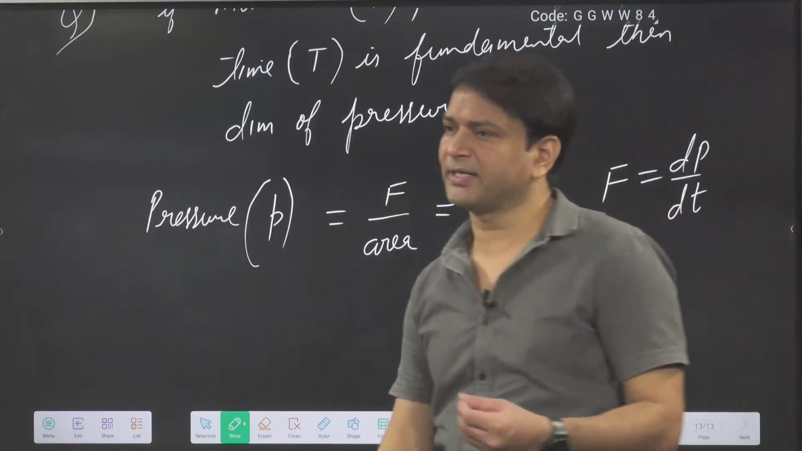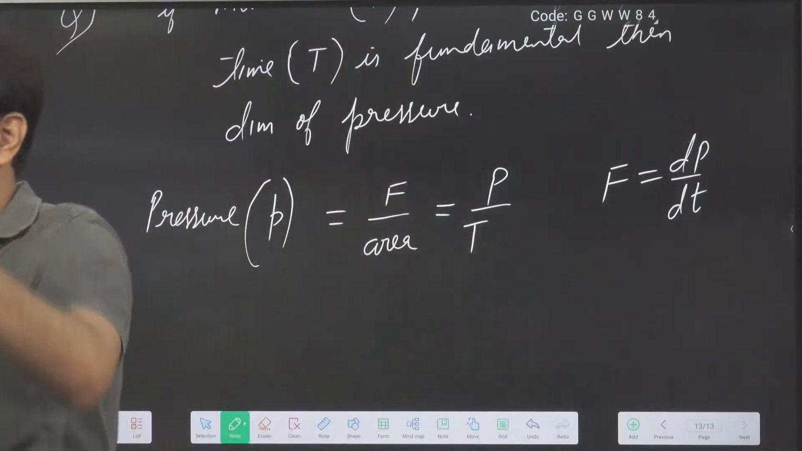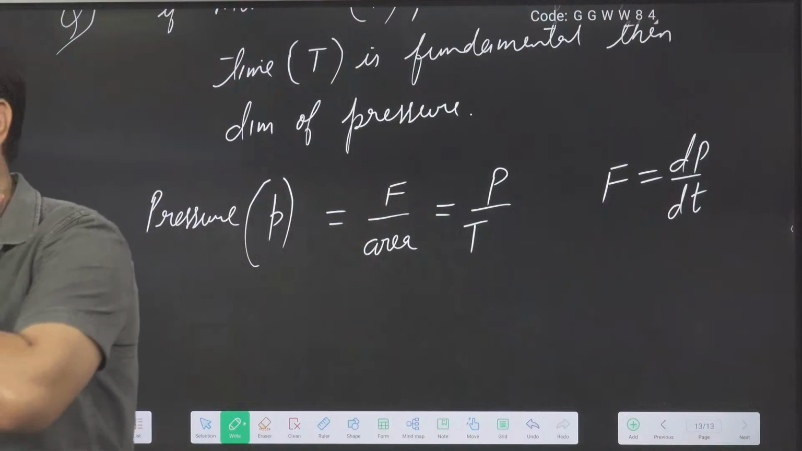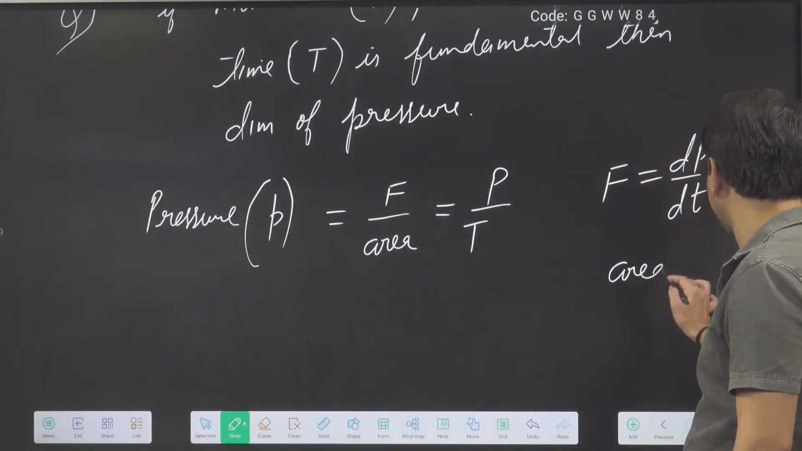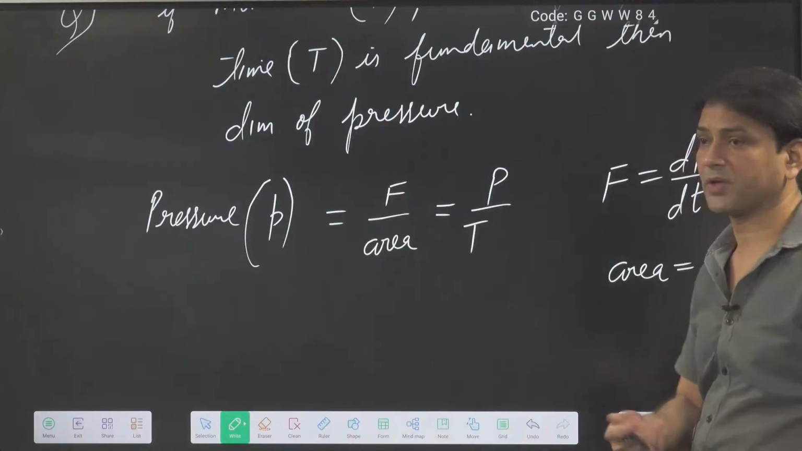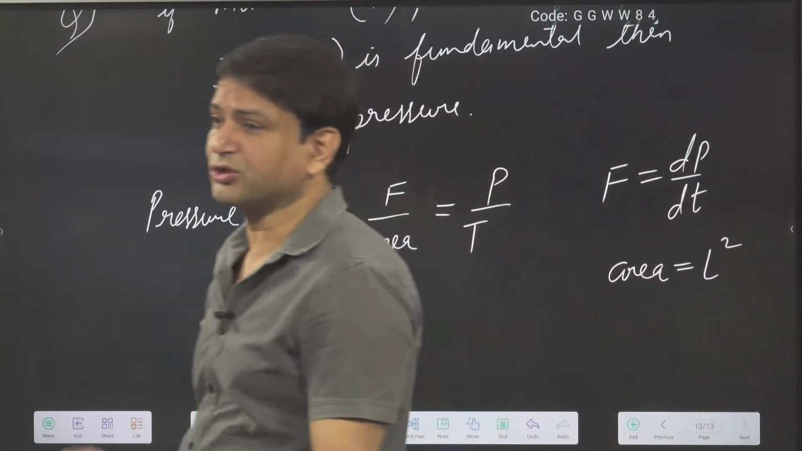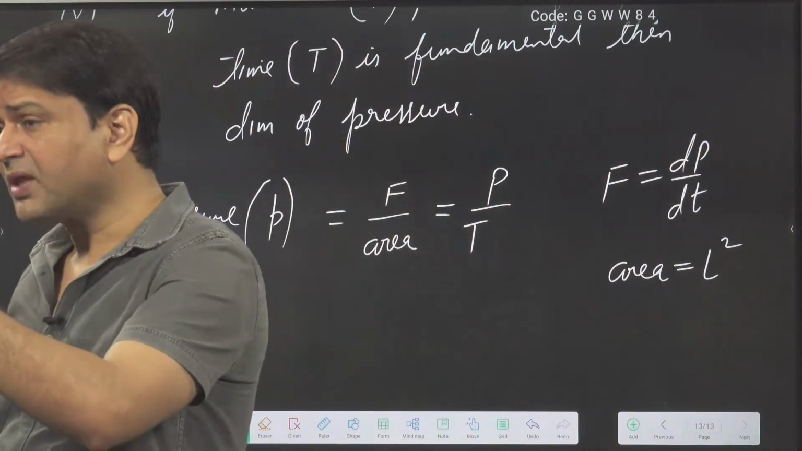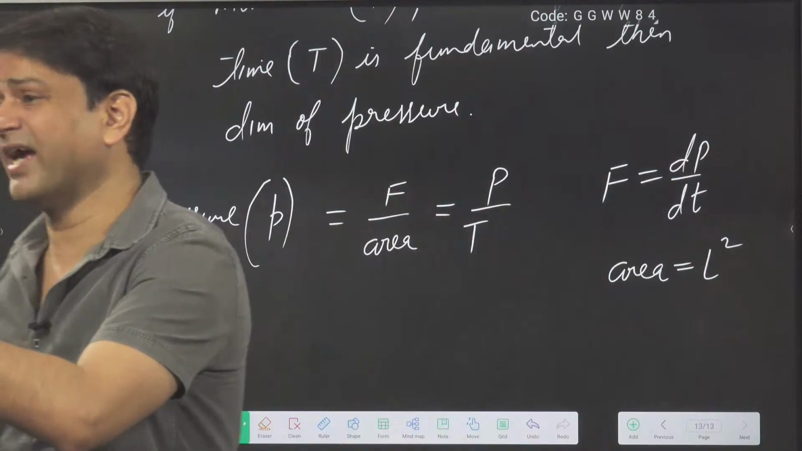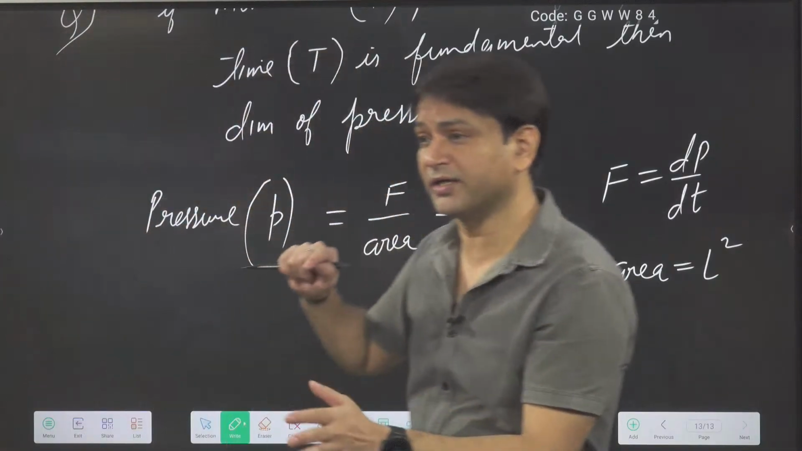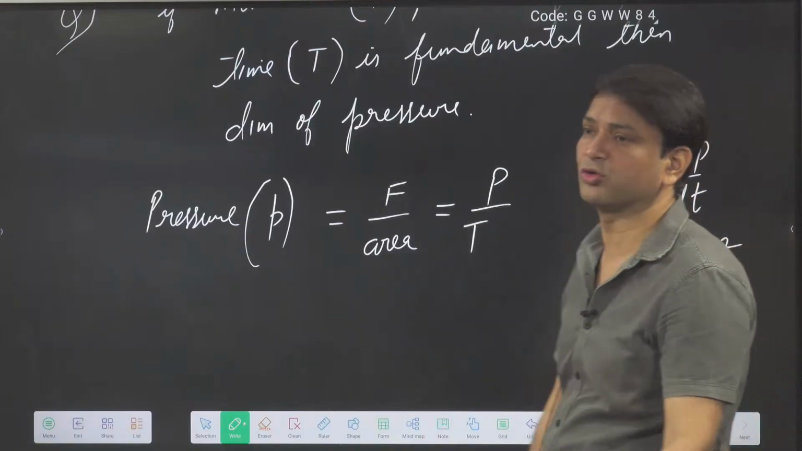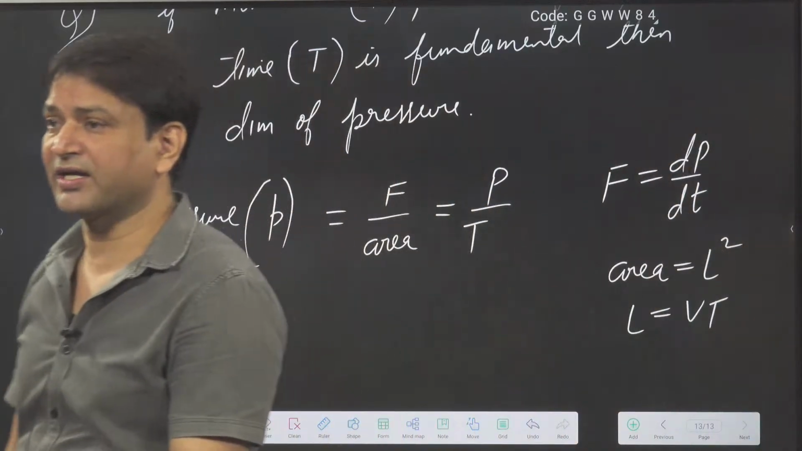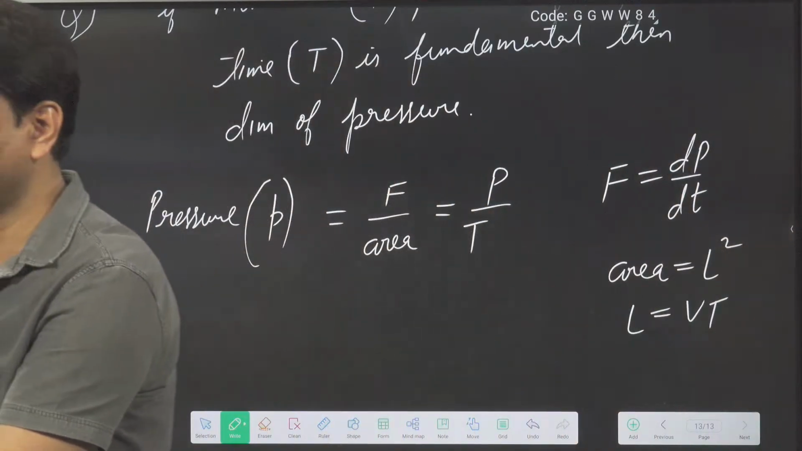Now P is fundamental, T is fundamental. Force problem over. Now only area is the problem. Area, what is the dimension? We know that area is equal to L square. I have to write L in terms of V and T. So L is equal to what? Displacement is equal to velocity into time. So L I can write as Vt, and V is fundamental, T is fundamental.